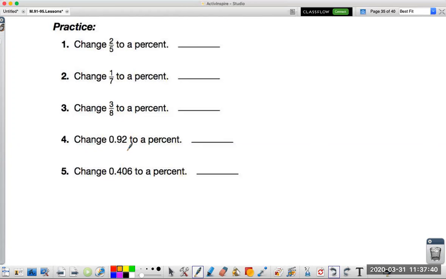Go back and look. Look at how easy that was. Number 5, change 406 thousandths to a percent. Again, another easy one, right? These last two should just be pretty much mental math. If you know how to move decimals to the right, you got that, all right?